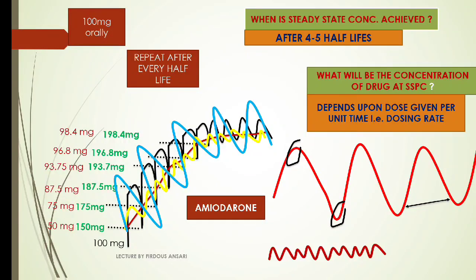So for getting a steady state concentration of amiodarone, we need to take a normal therapeutic dose, and the steady state will be achieved after 3 months. But this is not okay. We want the thing very fast. We are impatient people. We don't have patience. We want everything right now. So for this, what should we do?